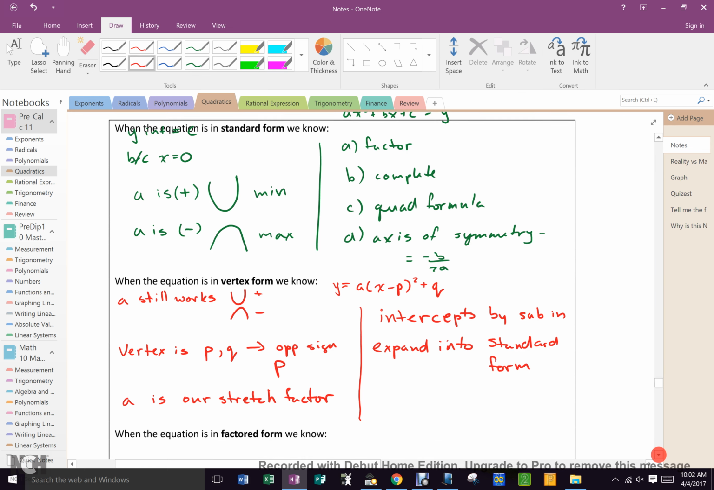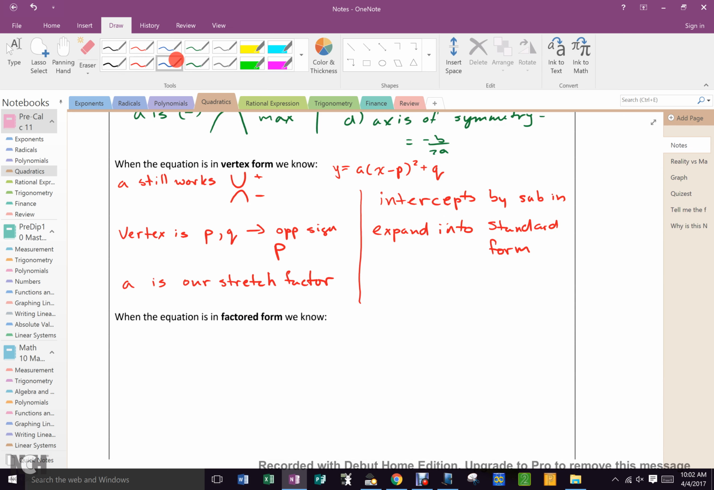Okay. And finally, factored form. What does factored form look like? A, X plus Q, X plus P. What does that tell us? The 2 points with the intercept. Yeah, this gives us the roots. But opposite. The roots are x plus q equals 0 and x plus p equals 0.